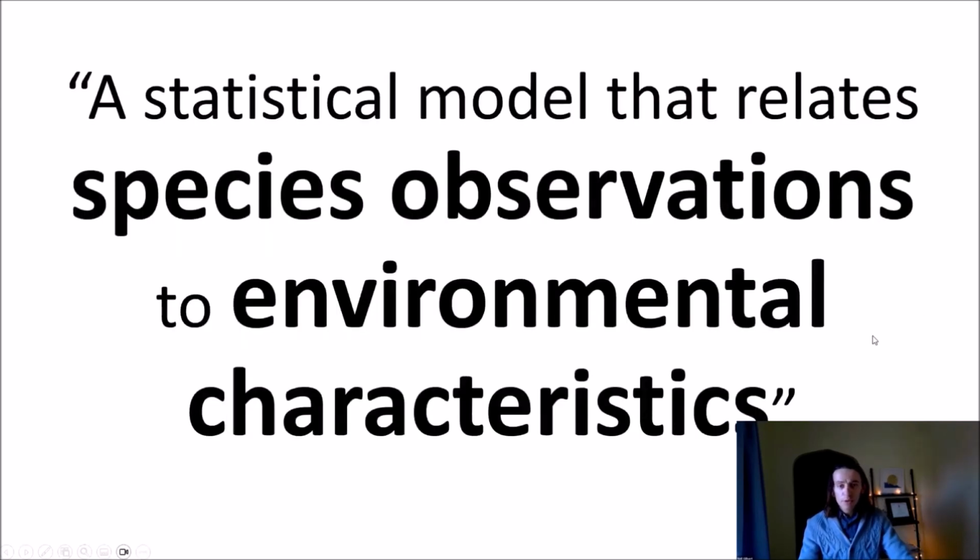So to start off, I want to give my general definition of a species distribution model, which is any statistical method that relates observations of species to environmental patterns. Really, the key part of this definition is that you have observations of species across multiple locations, and you're relating that to the environment in that location.